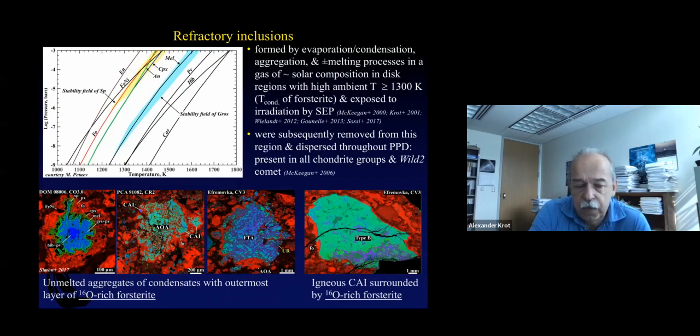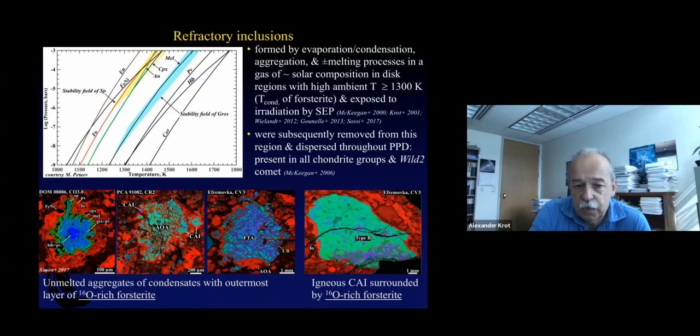And so these are the objects at the bottom. And on the right is an object that formed by melting of these condensates, so-called igneous inclusions. The point is that irrespective of texture and mineralogy, all these refractory inclusions are surrounded by O16 rich forsterite, which, as I said, formed in the region where calcium and aluminum rich igneous inclusions formed.